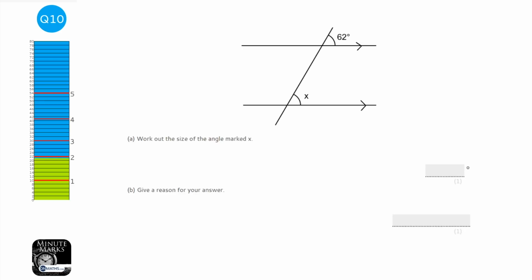Now, vertically opposite angles occur in other places as well, not just parallel lines, but that's normally the one that you will be using. So let's have a look. Well, what letter does that make?